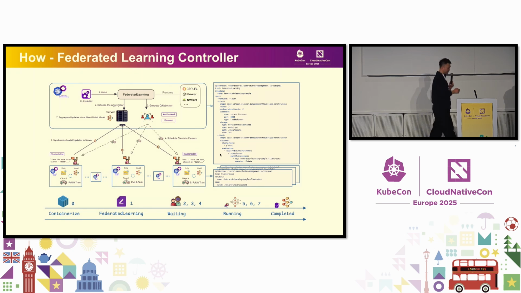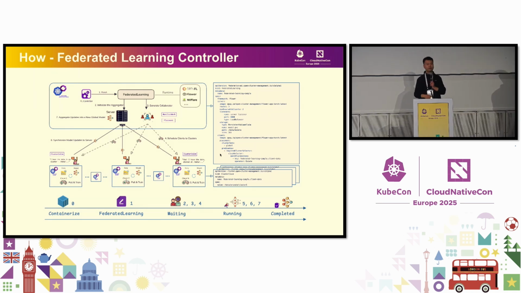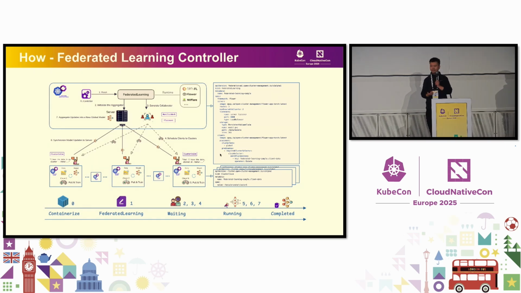Here's how you get started. First, you need to containerize your application, and then create a custom resource that references that image. Initially, the resource status shows as waiting. That means the server is set up on the hub, and the system is now scheduling the aggregator and clients to those managed clusters claiming to have the data needed for model training.